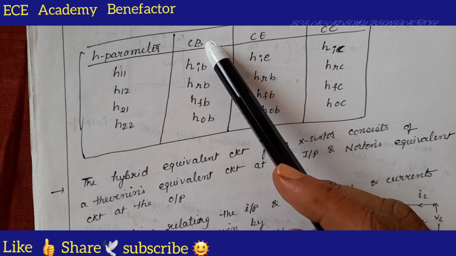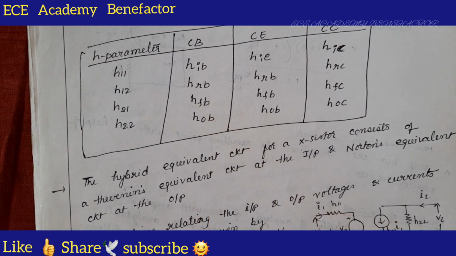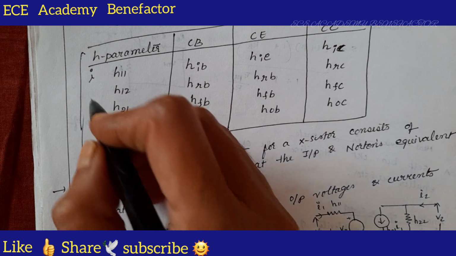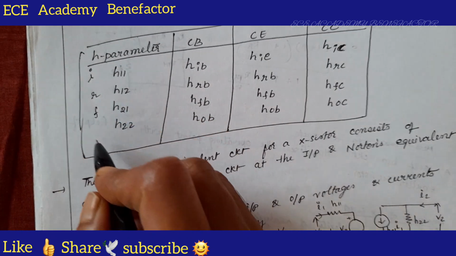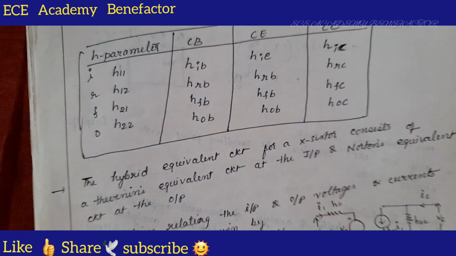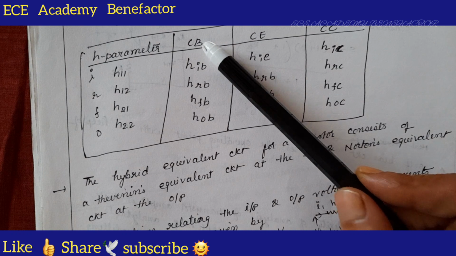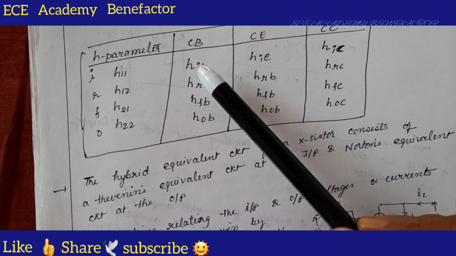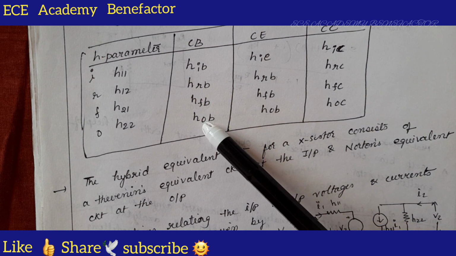So what is the IEEE notation? H11 is I, H12 is R, H21 is F, and H22 is O. These are the IEEE notations. Coming to CB, the last letter will be B, so it will be HIB, HRB, HFB and HOB.